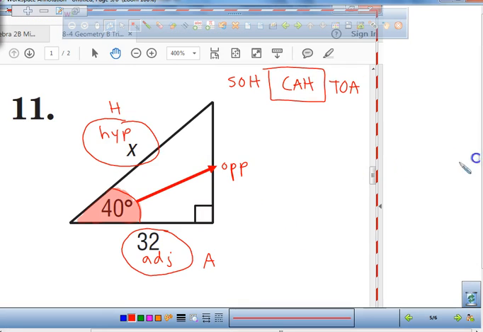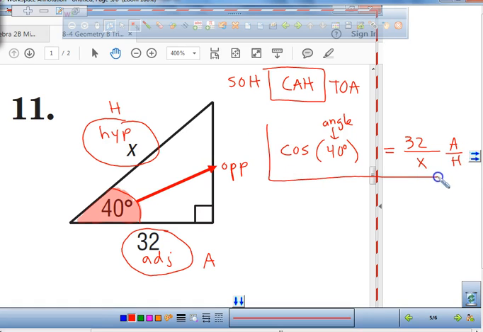So now, how do we set this up? Before we did what? We said the cosine, and then what's always going to go right here? The measure of the angle. So which angle do we have? 40. So you put 40 right there. And that's going to equal the relationship of my adjacent side, which is a 32, over my hypotenuse, which is an x. Remember, that's the A, that's the H. So this is your equation. Here's your equation that you set up.